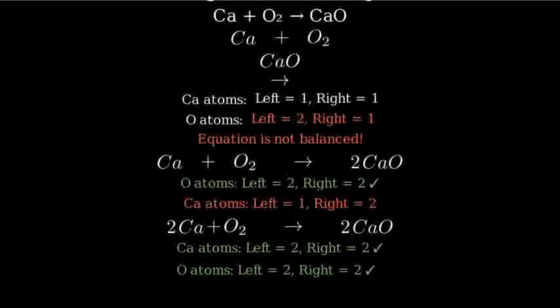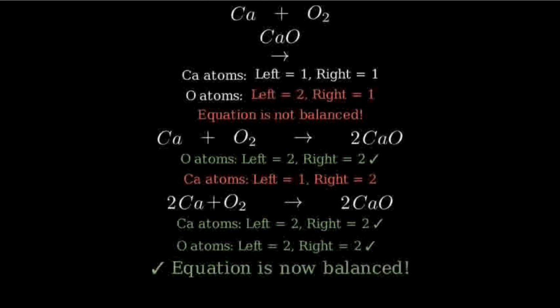Let's verify our balanced equation one last time. The balanced equation is 2Ca plus O2 yields 2 CaO. We have two calcium atoms and two oxygen atoms on each side.